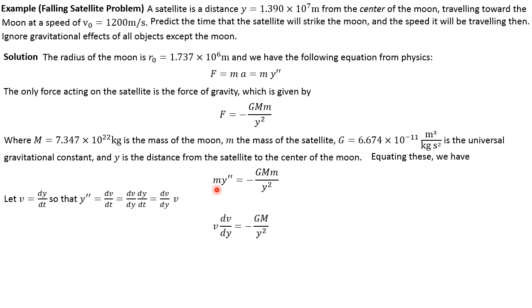So we go ahead and make that replacement. First of all, I went ahead and canceled the lowercase m's on both sides, and I replaced y prime prime with this new expression, dv over dy times v, so that's this. And the right-hand side is this. So now we're actually solving a differential equation where v is a function of y. Velocity depends on height, which is pretty cool because the differential equation started with y depending on time. Now we're talking about velocity depending on y. So we've actually changed variables here.